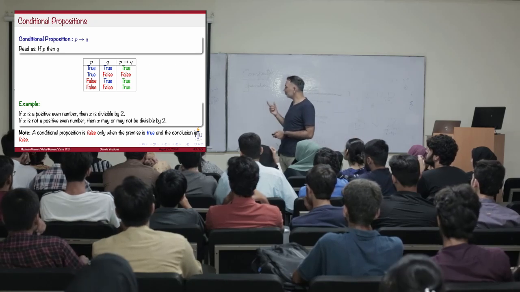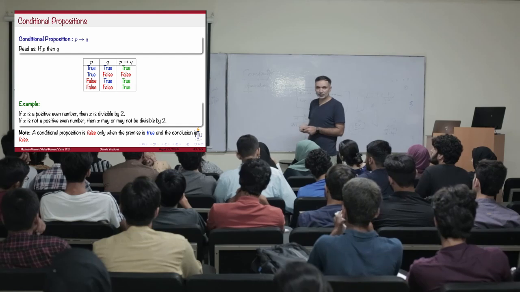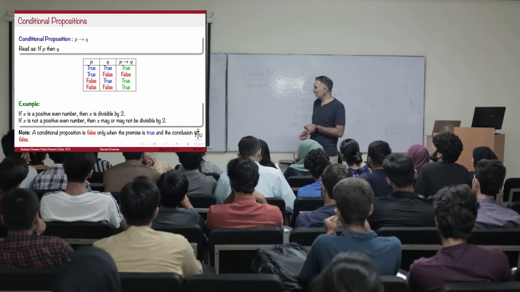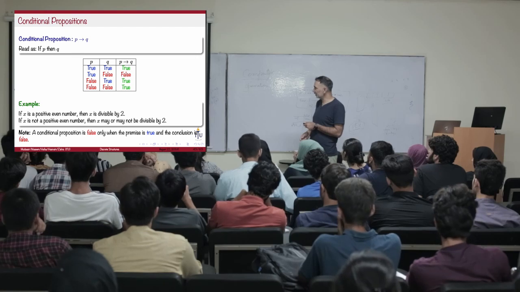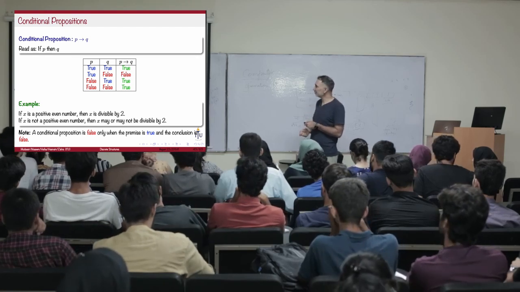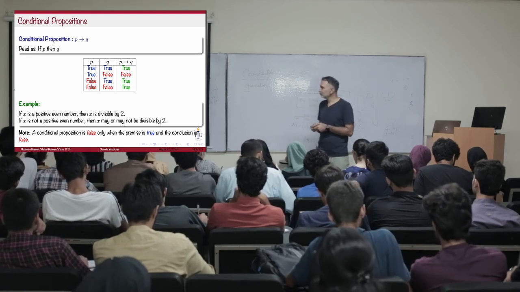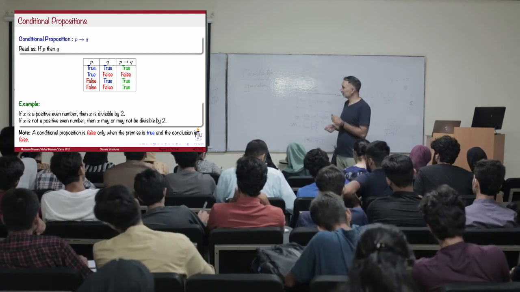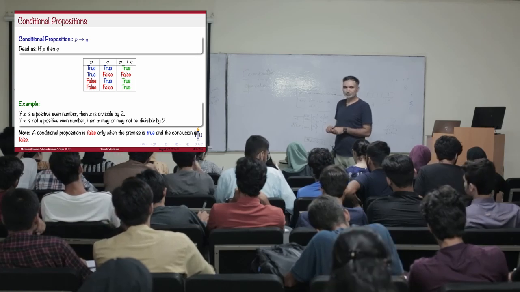A conditional proposition is false only when the premise is true and the conclusion is false. Here there are two definitions that I haven't marked, but remember, the first part of the conditional is the premise, and the second part is the conclusion. Keep that in mind. Should I move on? Yes? Questions?